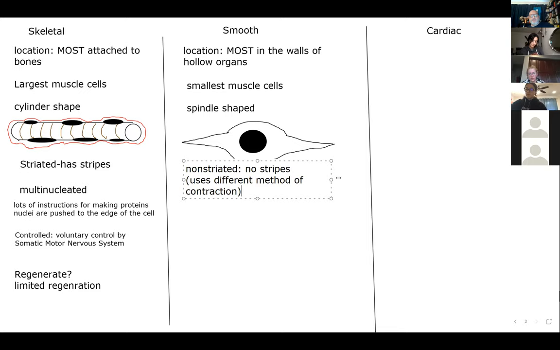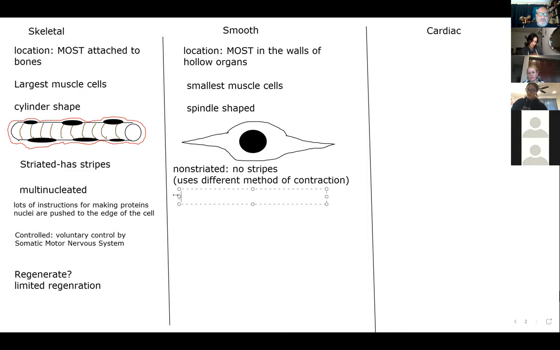Notice also I cheated and gave it to you. This is uninucleated, which means, of course, it just has one nucleus centrally located in the center of that cell body. It is typically in the walls of the hollow organs.